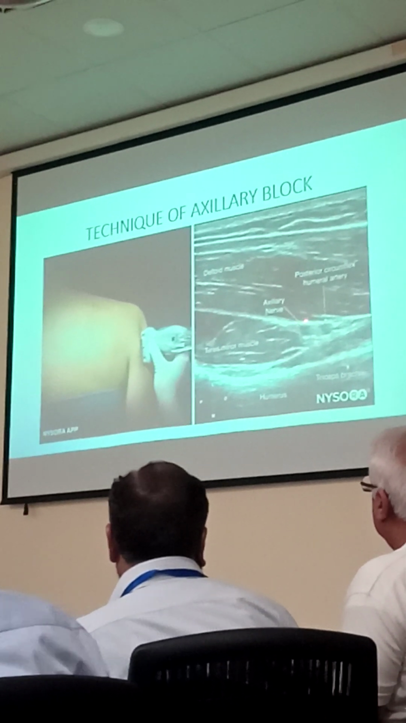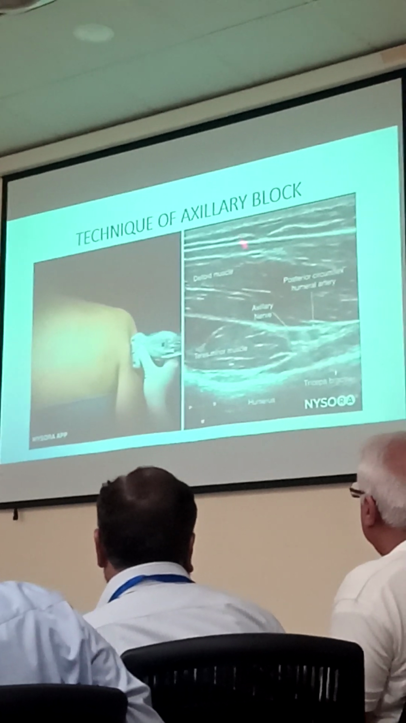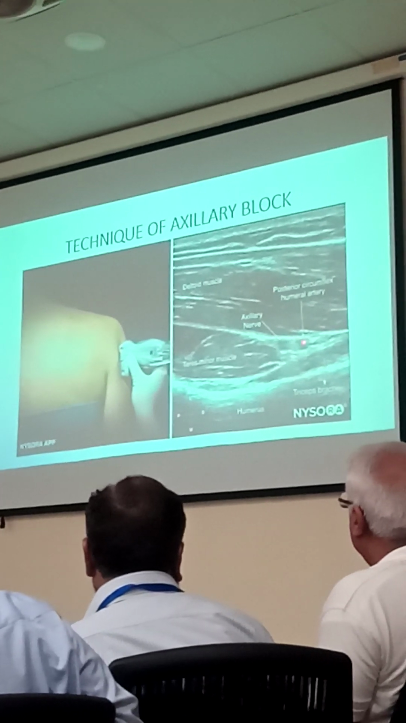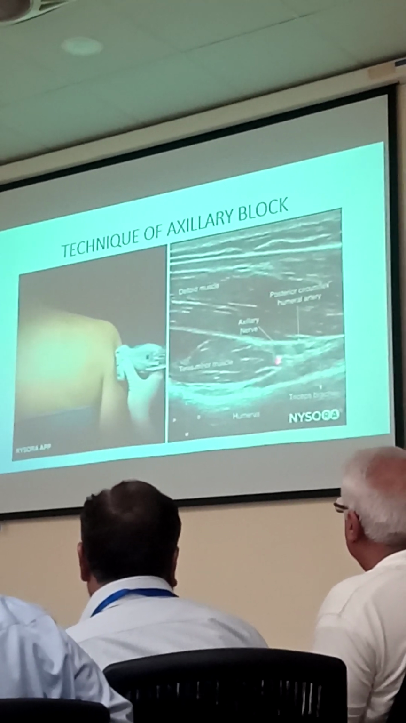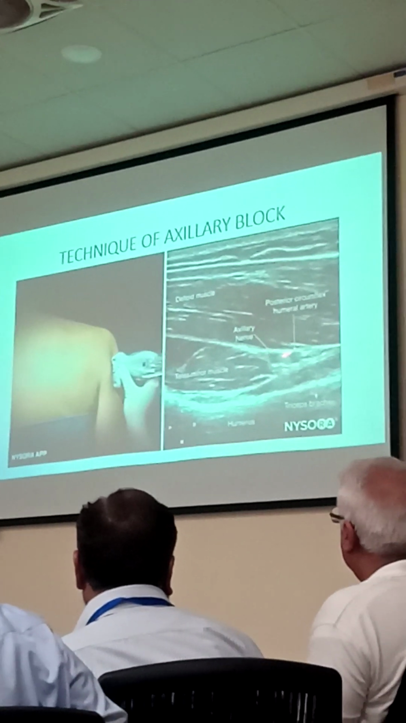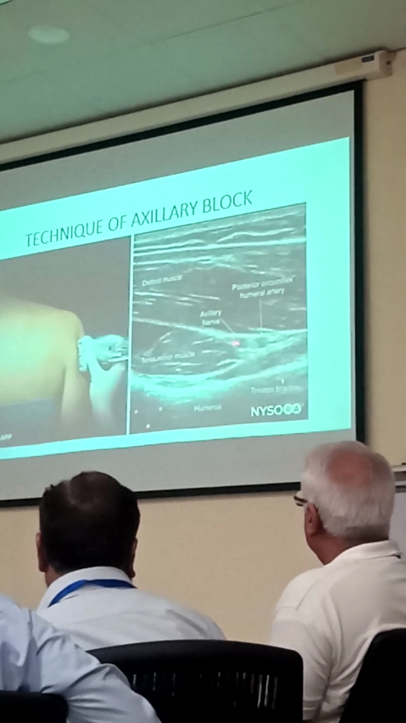This is the fascia of the teres minor muscle, the fascia of the deltoid, and these two fascia shape the nerve space here, and the idea is to place the depot of drug within this space.